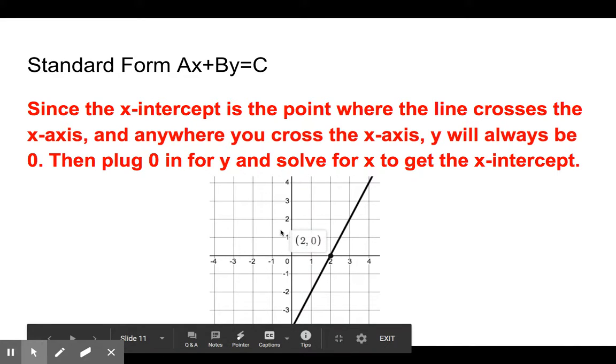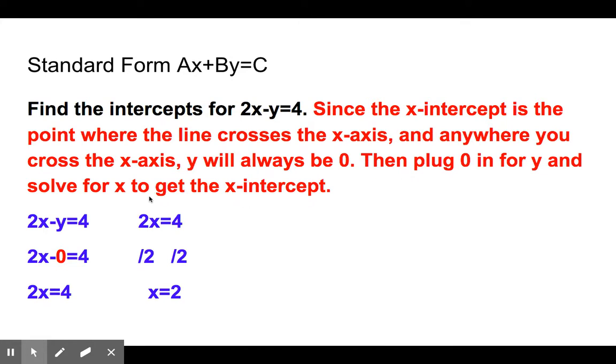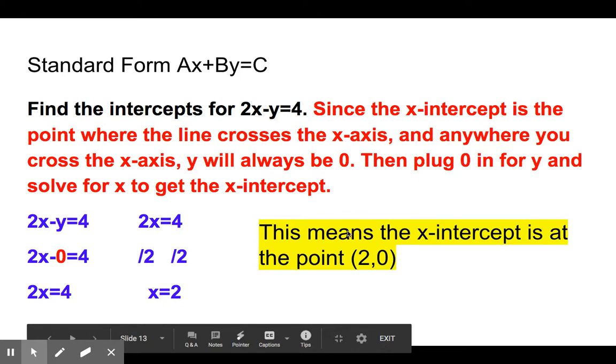That means we could plug in 0 for y and then solve for x to get the x-intercept. So in 2x minus y equals 4, we plug 0 in for y, and then we solve for x. We get x by itself, divide both sides by 2, and we get, in this case, x equals 2. So we just found the x-intercept. The x-intercept is 2, but it's really the point 2 comma 0. X is 2, and the y is 0.